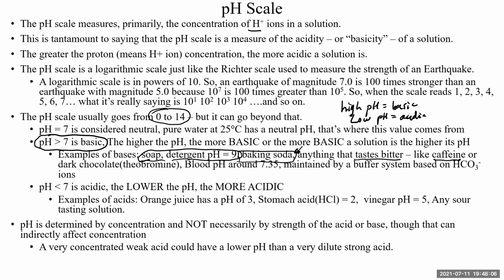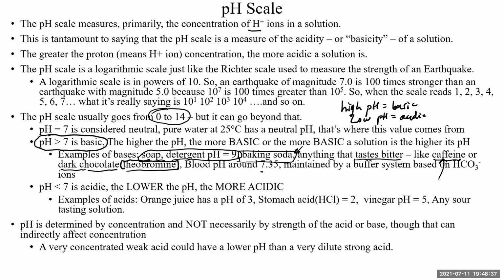Caffeine, for example, is a base and it tastes bitter. Dark chocolate, theobromine, is a compound that looks very much like caffeine. It's a little bit different. It's found in chocolate. Most of the chocolate is dark chocolate until you add a bunch of other things to it, like fat or cocoa butter. If you ever had pure dark chocolate, it's very bitter because you haven't lightened up those basic compounds.